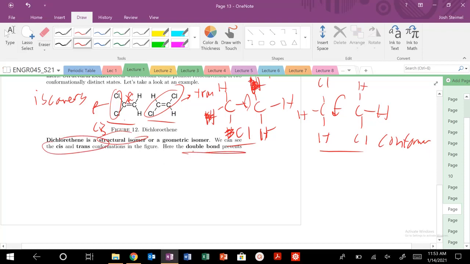The double bond prevents rotation and makes them structurally distinct. Those are two structurally distinct molecules. We can't rotate around them and relate them by a rotation.